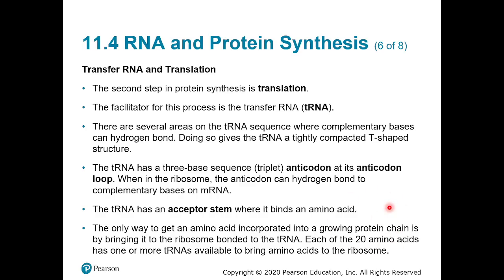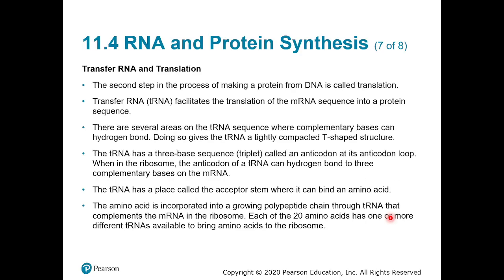Each of the 20 amino acids has one or more tRNAs that are available to bring amino acids to the ribosome. Certain special important amino acids will actually have more than one code that will fit. There are some caveats to this that we're not going to cover because, again, if you want more depth, please come join me in like a biochemistry or something. Or you can join the biology people and their genetics stuff, depending.